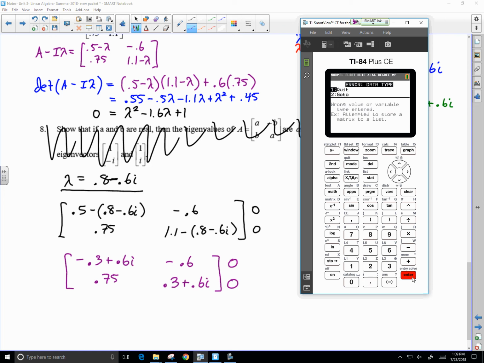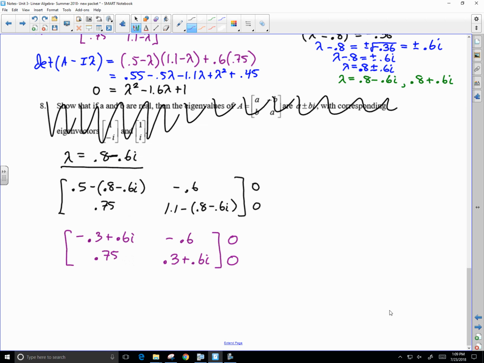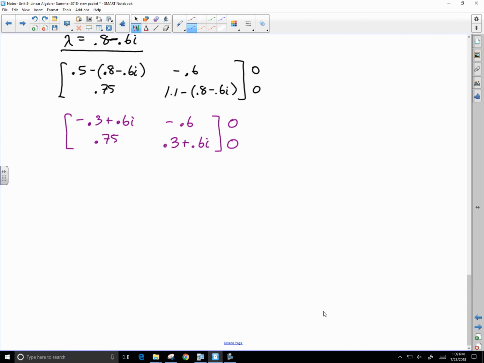I'm just going to make sure I typed it in reasonably. Yeah, it's not accepting it. It would have been nice. Now you know how to put your calculator in A plus BI mode.